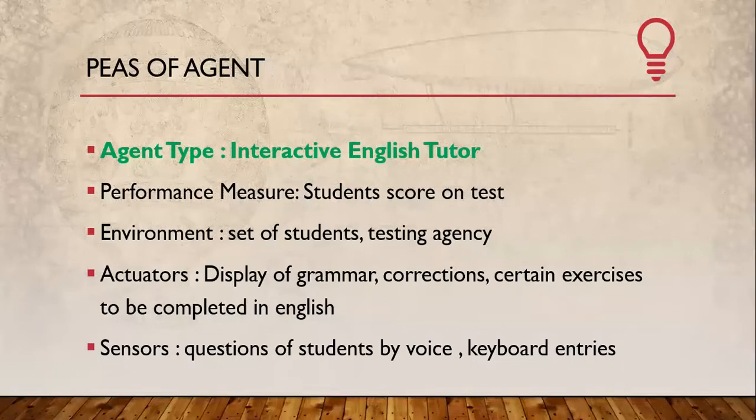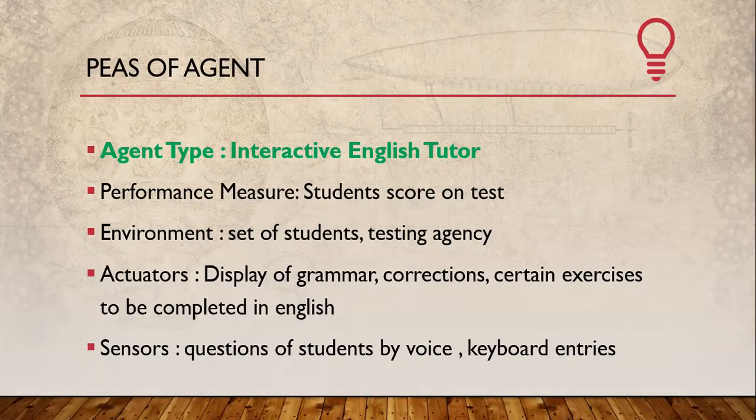Actuators would be the output this interactive English tutor would be giving: explanations of grammar, corrections, and certain exercises given to the students to complete. And the sensors would be the questions of the students, which could be asked either vocally or through keyboard entries. So students, that's what was about PEAS.